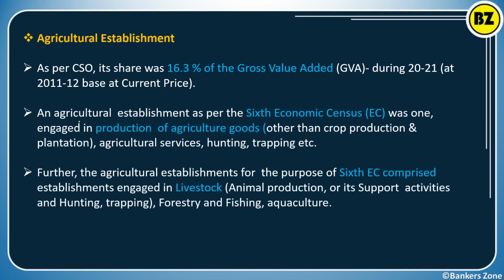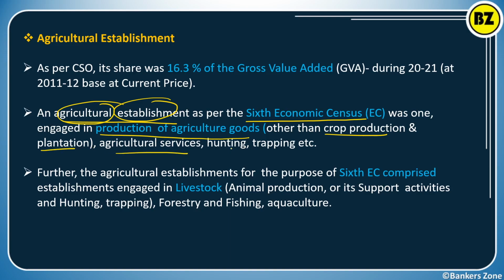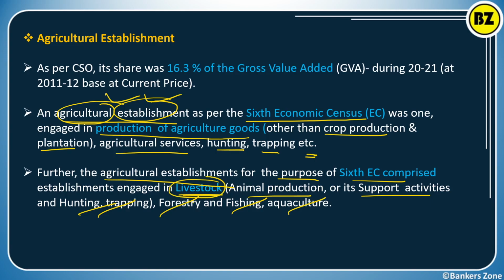Now, agricultural establishments as per the 6th Economic Census; the 7th was delayed due to COVID. What are agricultural establishments? Establishments in the production of agricultural goods, but not crop production or plantation, apart from agriculture services, hunting, trapping, etc. Further, for the purpose of the 6th Economic Census, agricultural establishments also include livestock, that is animal production or support activity like hunting or trapping, forestry, fishing, aquaculture, and fishery. These are part of livestock.